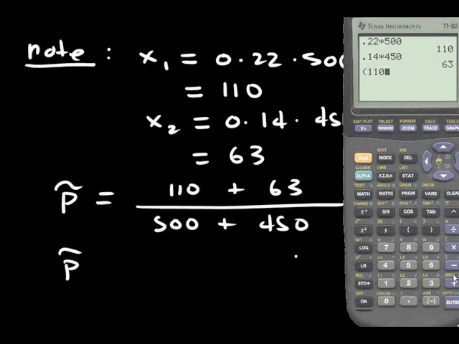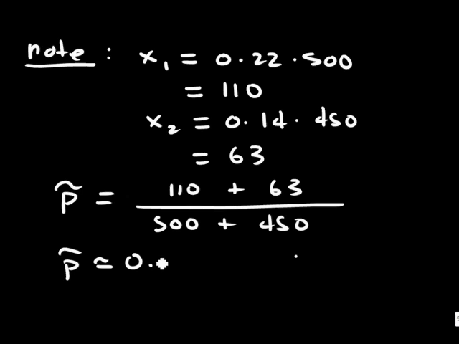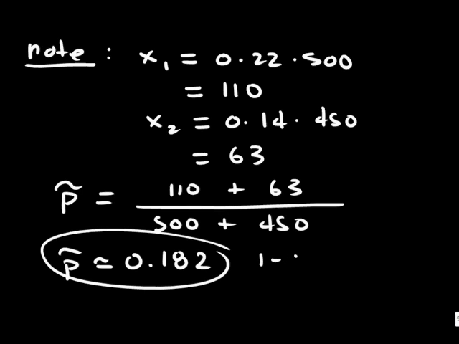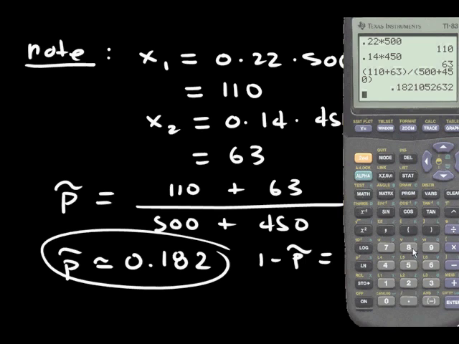We get a pooled proportion approximated to the nearest thousandths of 0.182, or 18.2%. We're going to use this. Note, the complement of 0.182, 1 minus 0.182, thinking ahead here, is 0.818. We're going to use this information as well.